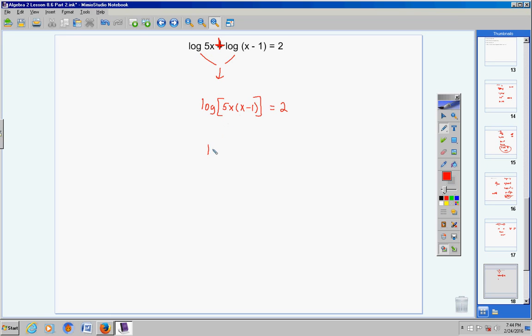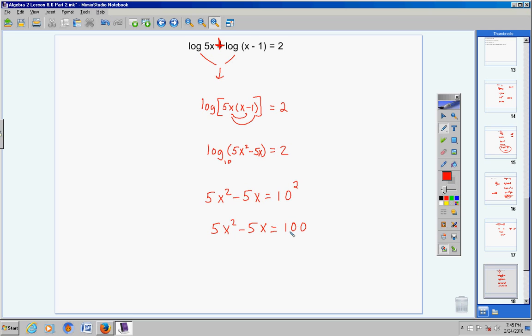Now we have this logarithm of 5x squared minus 5x, right? Isn't that right, students? Look, 5x times x, 5x squared. 5x times negative 1, negative 5x. And now we've isolated the logarithm, so we write it in exponent form. There's a 10 right here. So now I have 5x squared minus 5x equals 100.